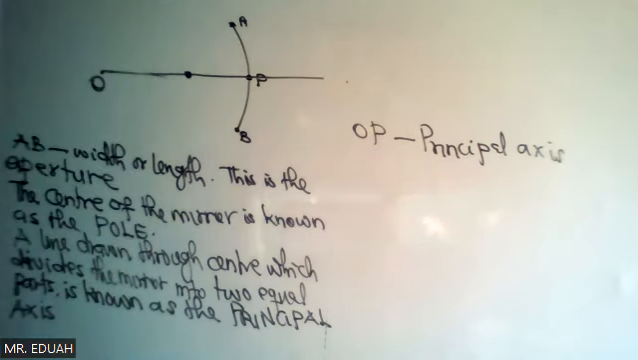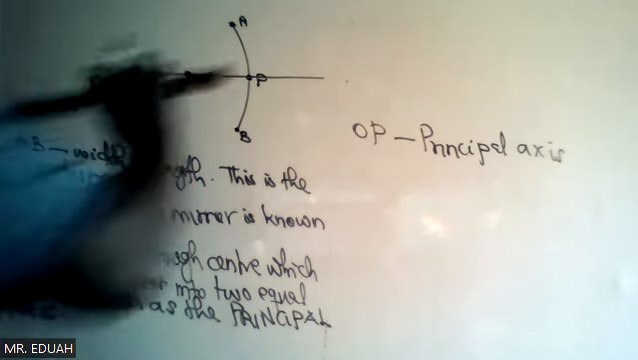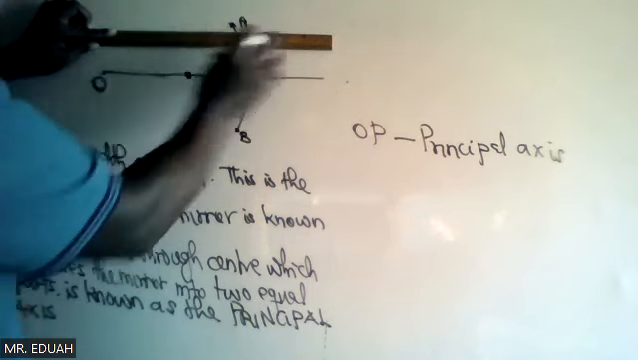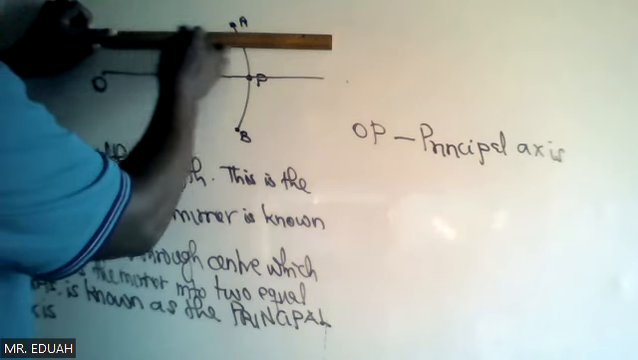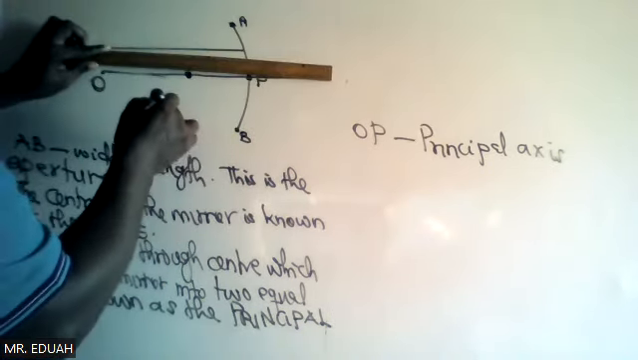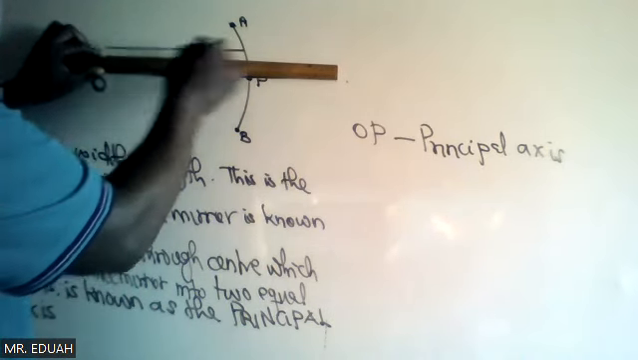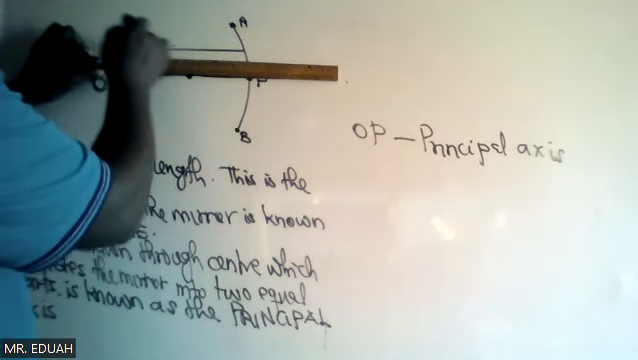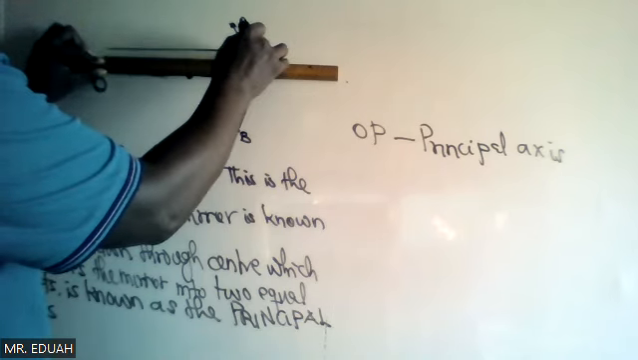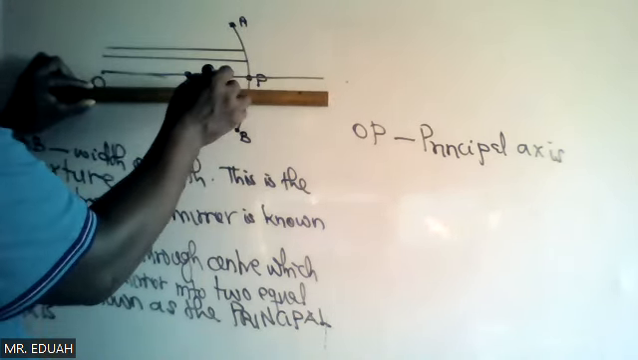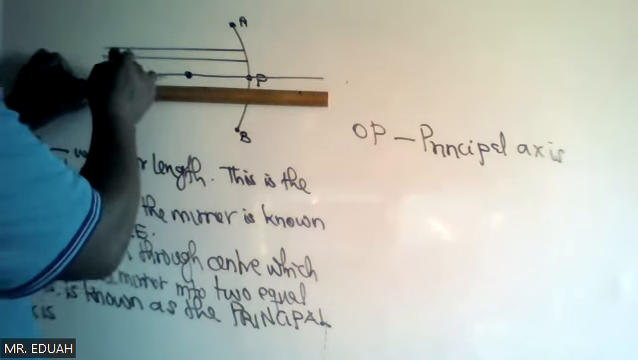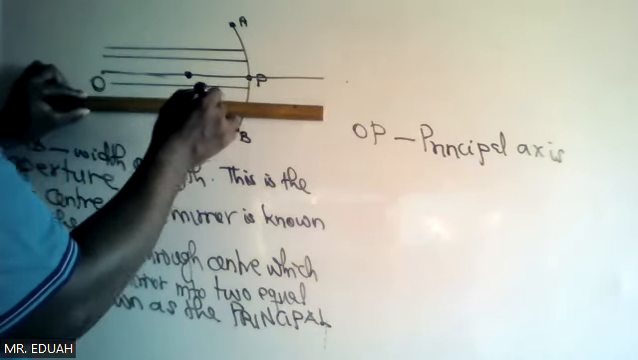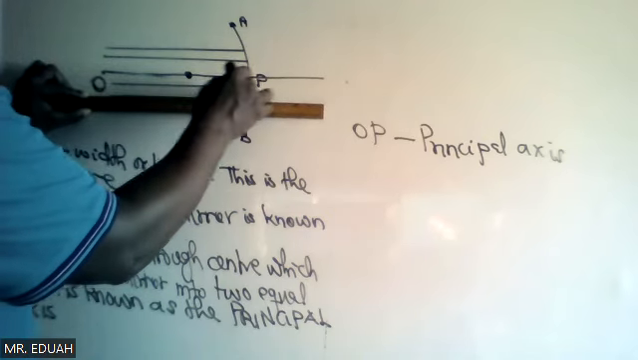This point on the principal axis is such that rays that are close and parallel to the principal axis. So if this is a ray close and parallel to the principal axis, this is another ray close and parallel to the principal axis. All rays that are close and parallel to the principal axis.